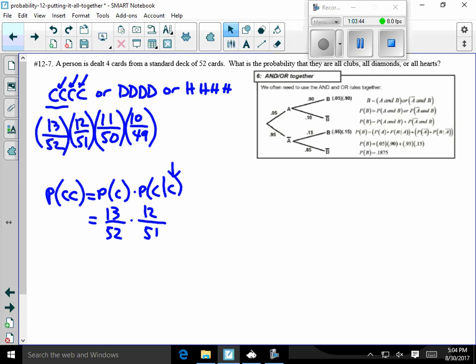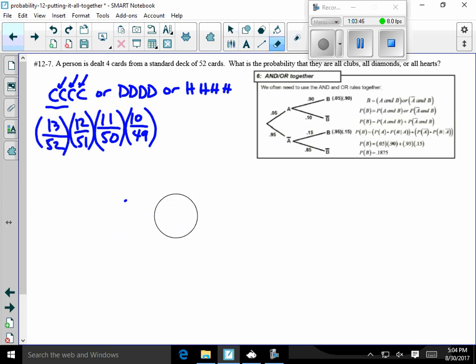Okay, now when we get to an or, an or is a completely different expression of the way to get the event to happen. So it's like we start fresh. We have a fresh deck. When we cross over an or boundary here, that means we're going to add, but we're starting fresh.